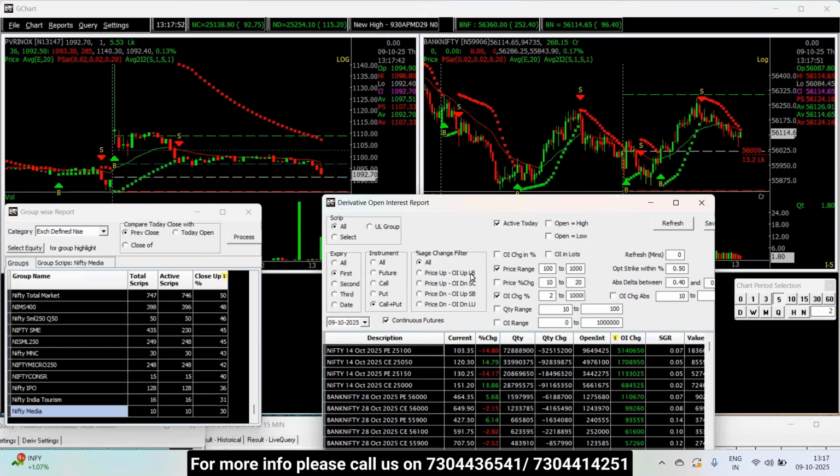So as you can see, you can change the price range from 100 to 1000 and the percentage as well. Okay, so here you can see some strikes like Nifty 14th October at 25,000. There is something interesting: as you can see, OA up LB and OA up SC. I'll explain a little about it.